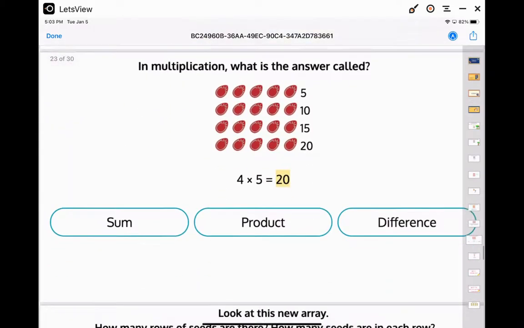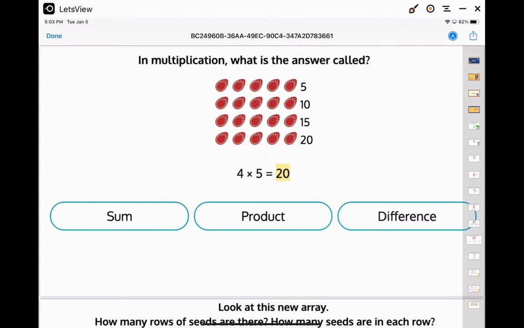And so here's my next question for you. We've solved 4 times 5 and determined that it equals 20. What do we call the number 20? Do we call it the sum? Do we call it the product? Or do we call it the difference? Answer on your Nearpod at this time.